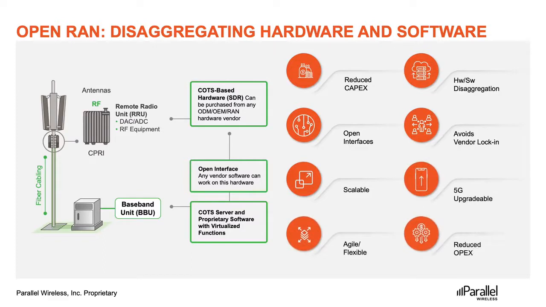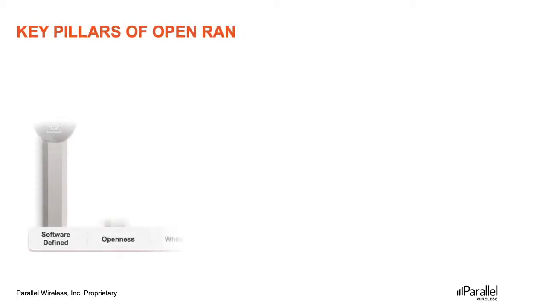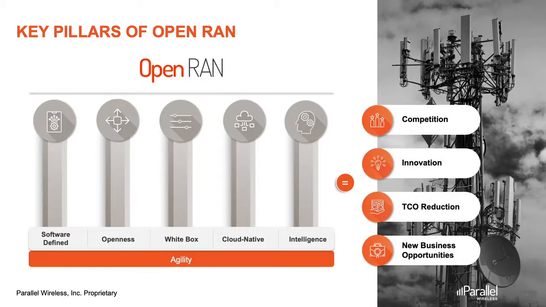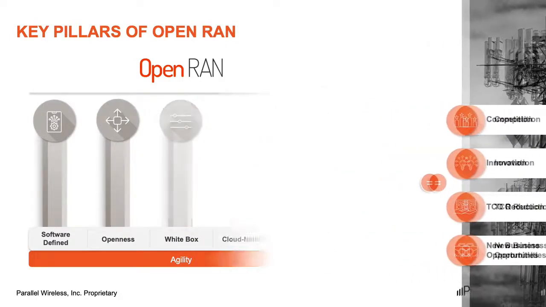Outcome or advantages of the above solution are that it leads to reduced CapEx, open interfaces, hardware software disaggregation, avoids vendor lock-in, scalable solution, agile and flexible solution, 5G upgradable, and reduced OpEx. All these factors make OpenRAN a need of the hour for operators. Now listed here are some of the key pillars of OpenRAN solution. Software-defined solution, openness with support for open interfaces, white box-based solution, cloud-native solution, intelligence is inherently built into the architecture. All this will allow a competitive, innovative solution that will lead to a TCO reduction and allow operators to go after newer business opportunities.